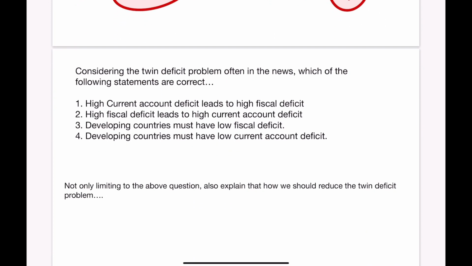So, based on your experience, what you understood through this lecture, you have to answer this question. Considering the twin deficit problem often in the news, which of the following statements are correct? High current account deficit leads to high fiscal deficit. High fiscal deficit leads to high current account deficit. Developing countries must have low fiscal deficit. Developing countries must have low current account deficit. Which of the following statements are correct? And after choosing the correct statement, you also need to explain, not limiting to the above question, how we should reduce the twin deficit problem, which is very important for the economic health of the country.